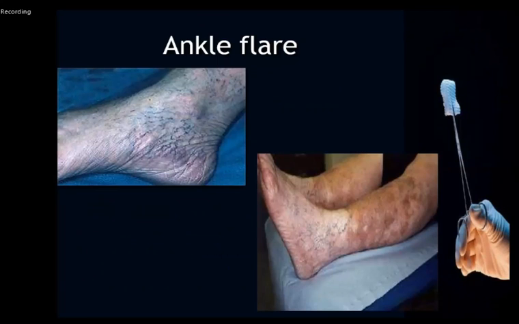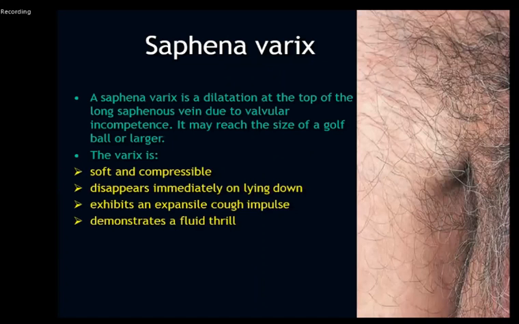So this is a picture of ankle flare. Saphena varix: you see, it is dilatation at the top of the long saphenous vein due to valvular incompetence. It can reach the size of a golf ball or can be even larger than a golf ball. The varix is soft and compressible. It disappears immediately on lying down. It exhibits an expansile cough impulse and demonstrates a fluid thrill.